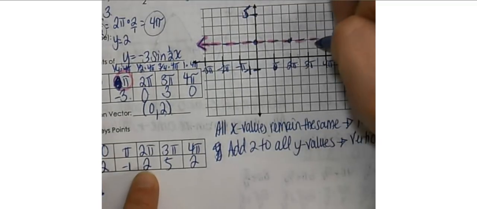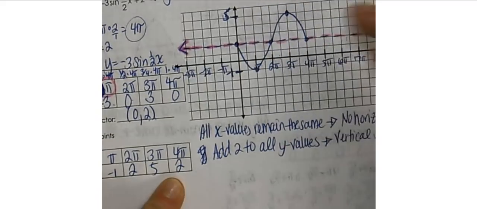And I'm going to go down at pi, -1, then 2 pi back to 2, then 3 pi up to 5, then we have 4 pi back to 2. And I'm going to continue with this pattern. If you want to draw your first cycle, that's not a problem.